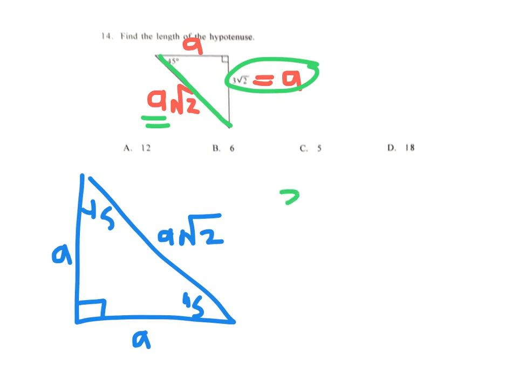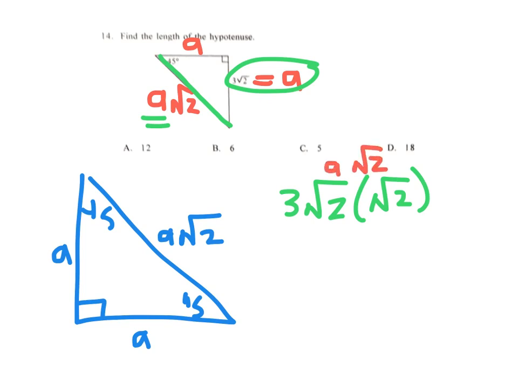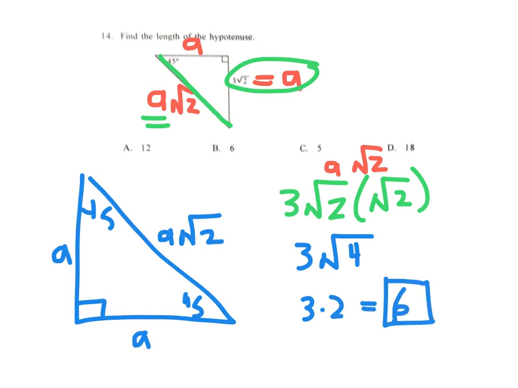So I'm going to do 3 root 2 times the square root of 2. Remember, this is just like A root 2. That's all I'm doing is plugging it in. When I have the square root of 2 times the square root of 2, I have 3 times the square root of 4, which is really just 3 times 2, which gives me 6. So my hypotenuse is going to have a length of 6.